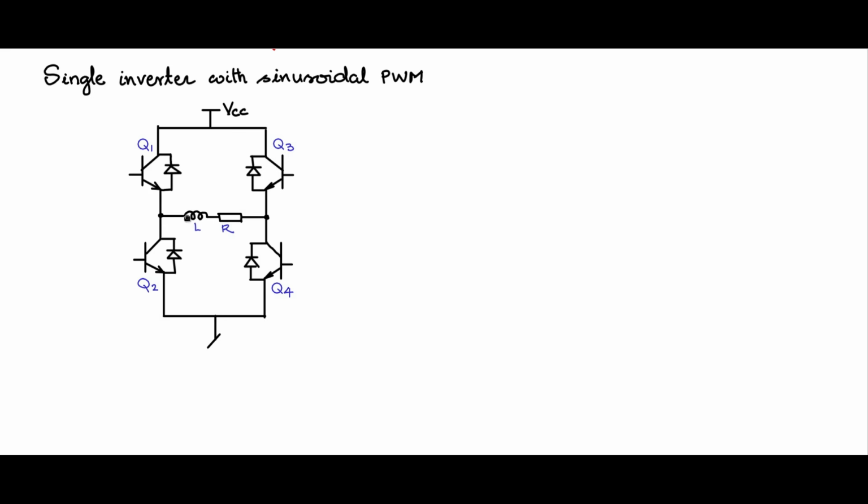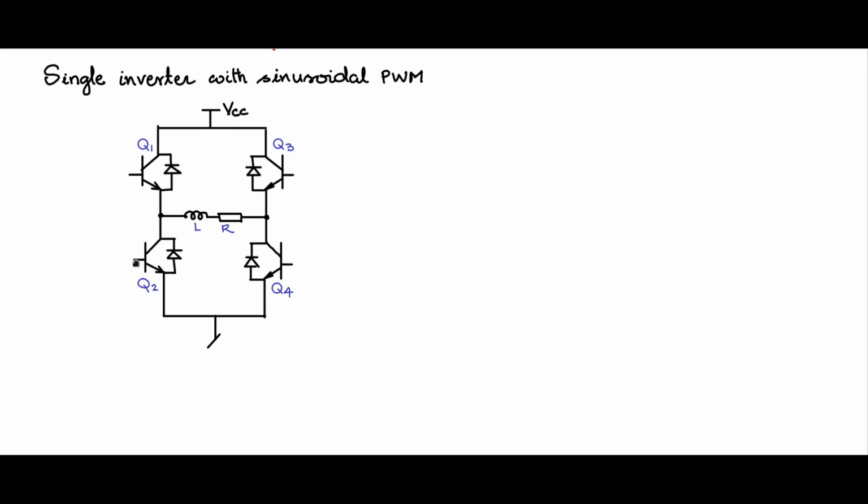So we need to modulate the switching pattern of the switches in such a way that when you filter out the voltage waveform which is occurring here, you will get the fundamental sinusoidal wave shape. So let us see how we go about doing this.